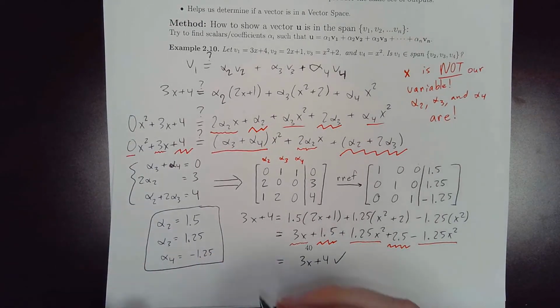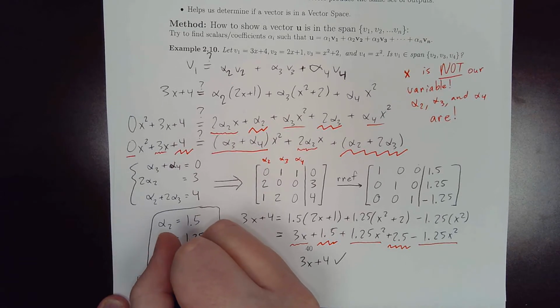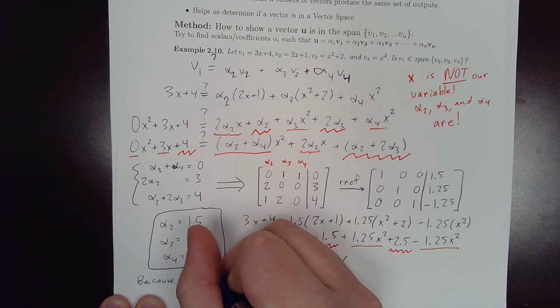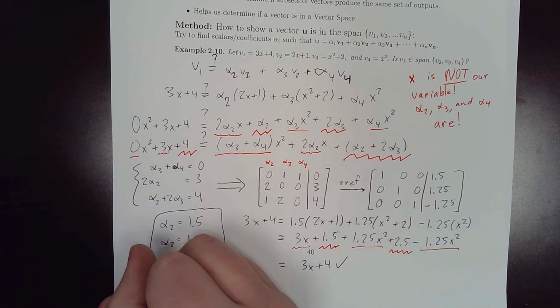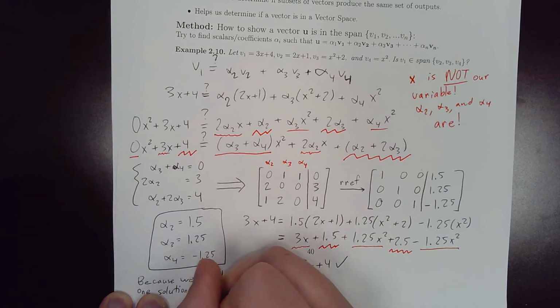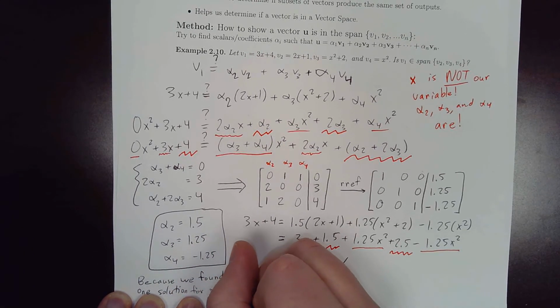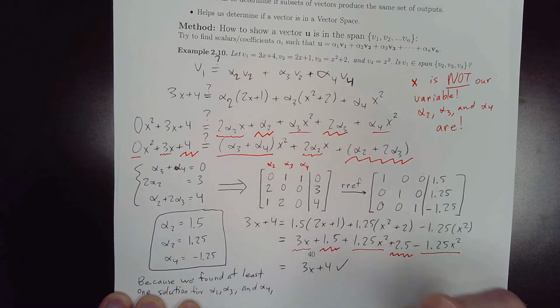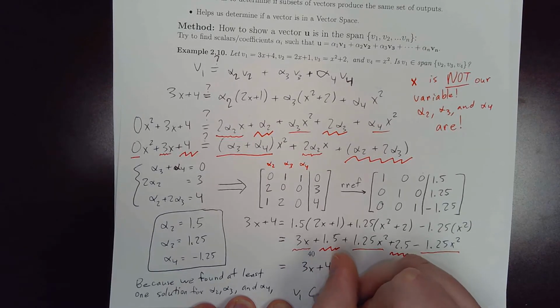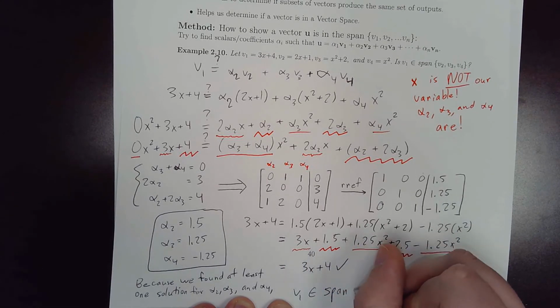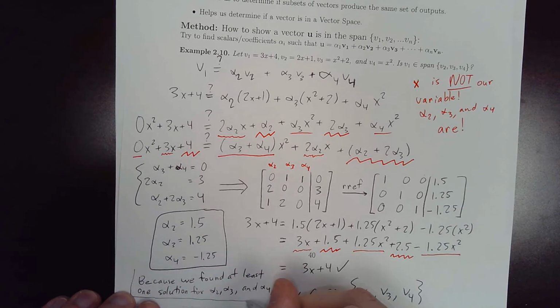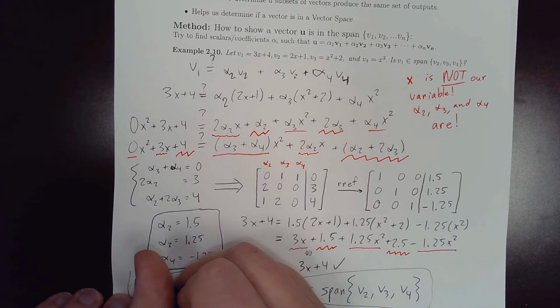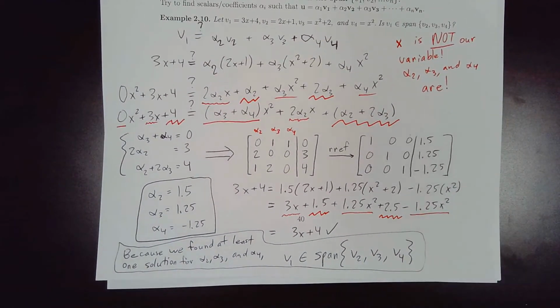So because we were able to find at least one solution for alpha 2, alpha 3, and alpha 4, V1 is an element of the span of V2, V3, and V4. Okay, great. So that's how we find that something is in the span of some other things.